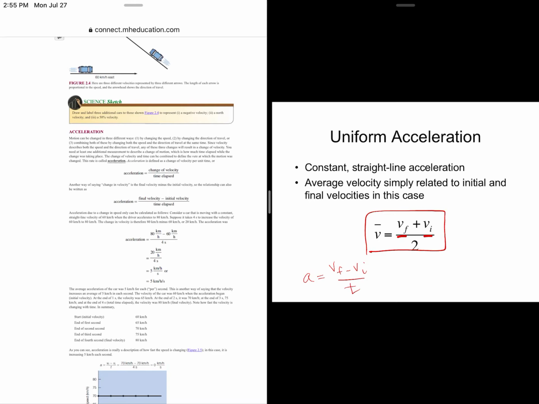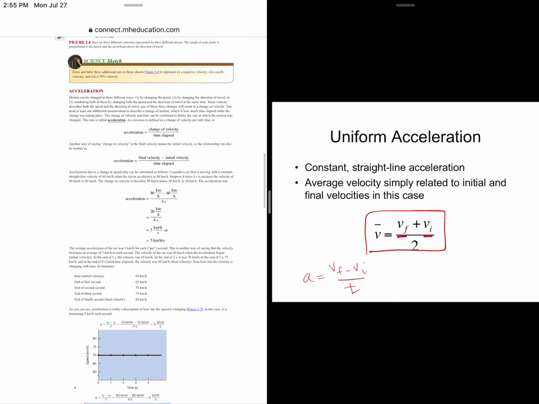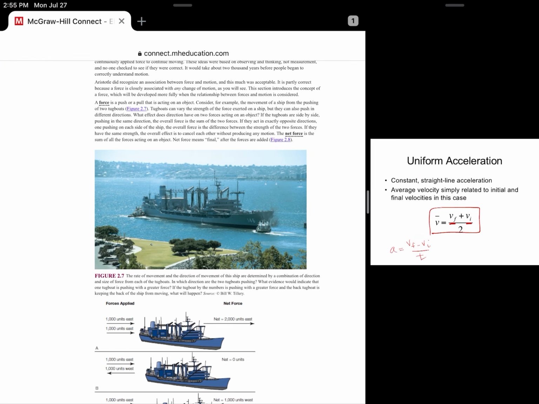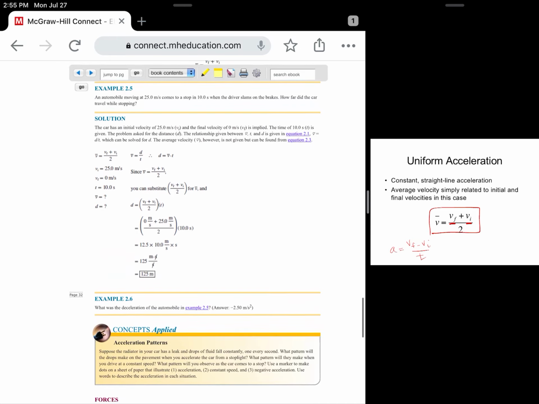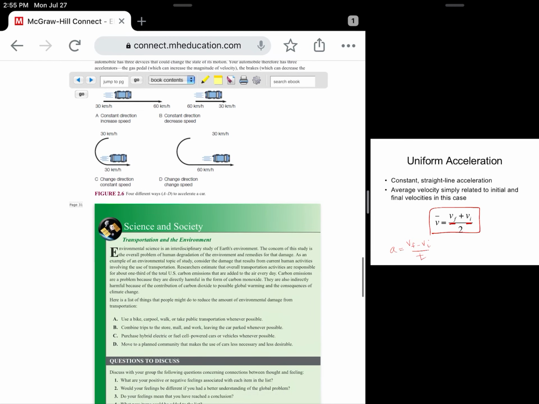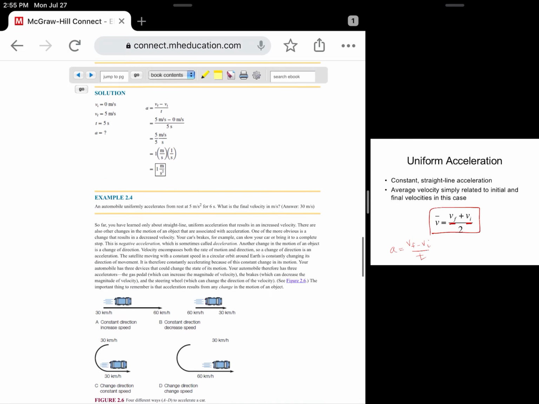All right, so it's giving you an example right here in the book. See if I can kind of make that a little bit bigger. Oh wow, when I did that it went all the way to force. That's not what I want.